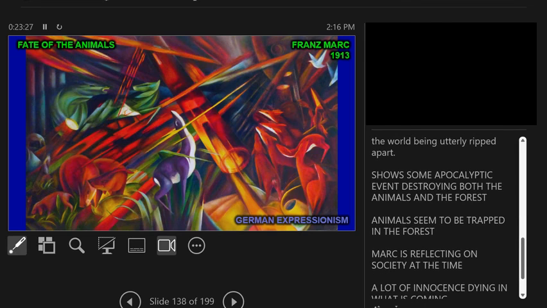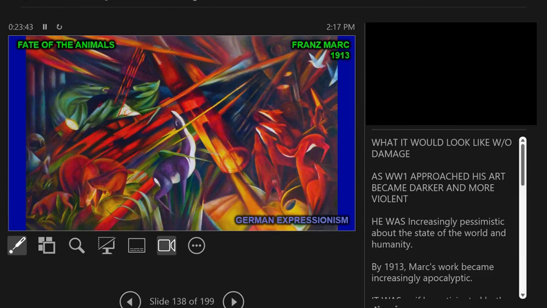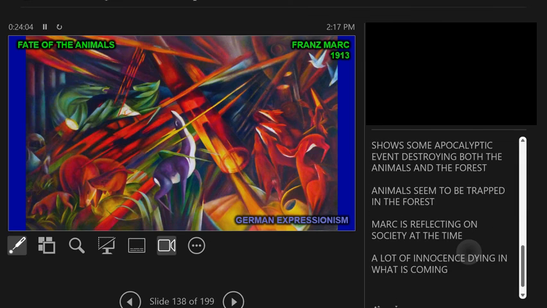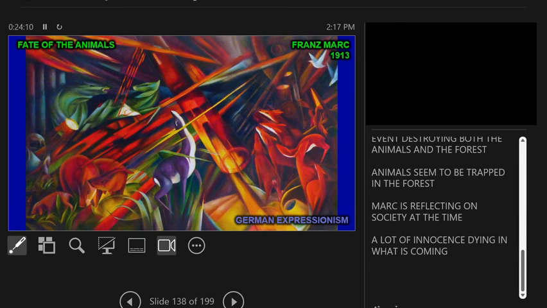Look at all these strong diagonals. In fact, there's a lot of diagonals in this painting, and I talk a lot about diagonals. The diagonals really help to give a sense of movement in a work of art and energy and motion. And there's a lot of that in this painting. It almost looks like there's explosions happening, like the forest is being ripped apart and the animals are freaking out. So it shows some apocalyptic event destroying both the animals and the forest. And the animals seem to be trapped in the forest.